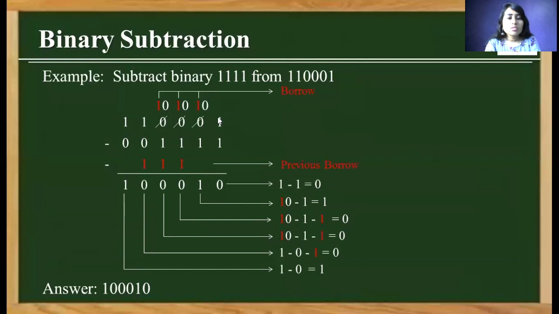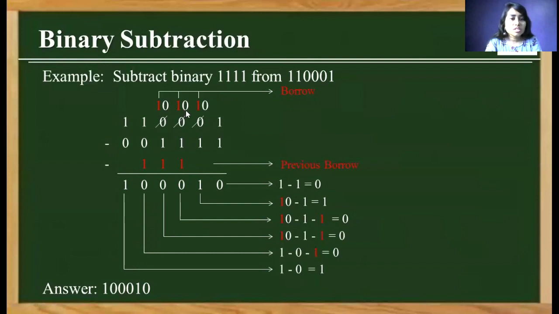Let's start here. 1 minus 1, 0. 0 minus 1 is not possible, so we have to take a borrow. So 1 0 minus 1, we have a result 1. Now this borrow will be returned in the next bit by subtracting this borrow, so we have a minus 1 subtraction over here. Again 0 minus 1, which is not possible, so we have to take 1 borrow.